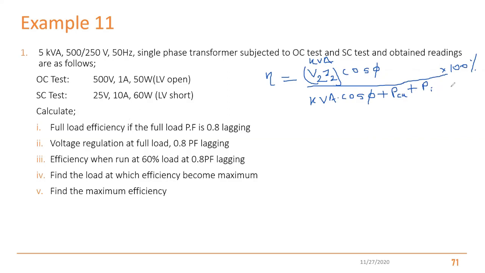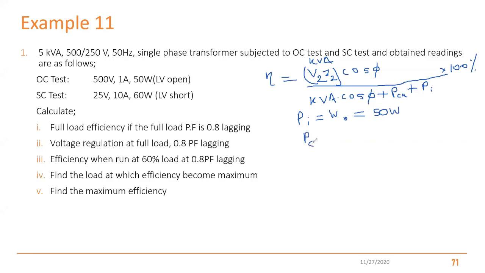From the core loss component we can understand that whatever the power dissipation in the open circuit is, that W naught is equal to the iron loss. Therefore it remains constant regardless of the load. Therefore PI can be calculated as 50 watt.